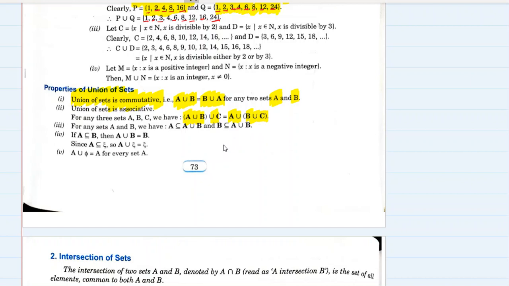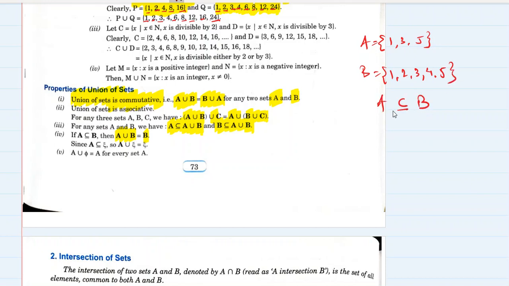For any sets A and B, we have A will be a subset of A union B and B will also be a subset of A union B. If A is a subset of B, then A union B will be equal to B. This is really interesting. I will give you an example. Suppose A is {1, 3, 5} and B is {1, 2, 3, 4, 5}. So clearly A is a subset of B. All the elements of set A are in set B. Actually, it's a proper subset, but anyways, you can write subset.